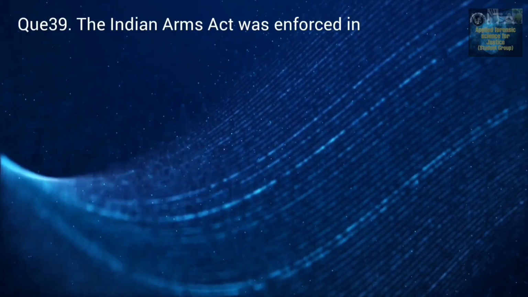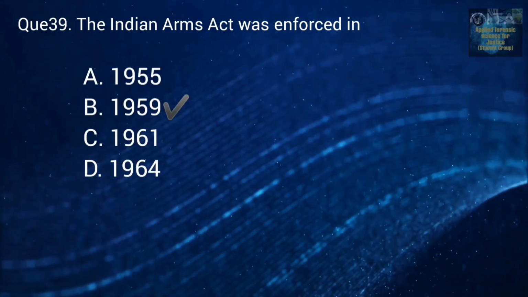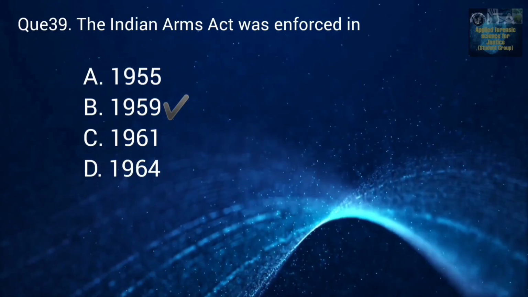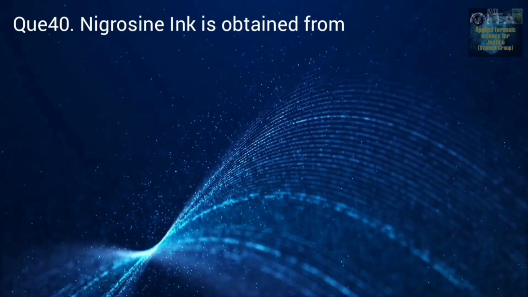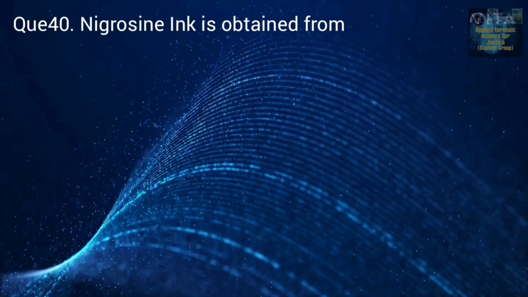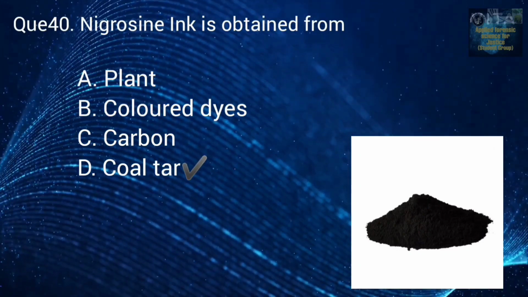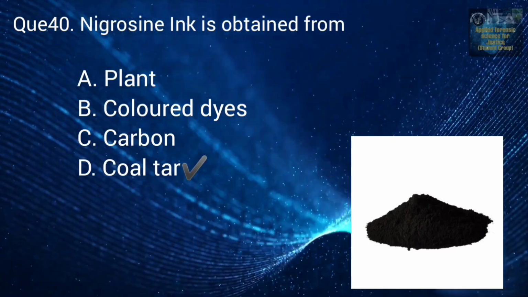Question number 39. The Indian Arms Act was imposed in. Options are A 1955, B 1959, C 1969, D 1964. The correct answer is B 1959. Question number 40. Nigrosine ink is obtained from. Options are A plant, B colored dyes, C carbon, D coal tar. The correct answer is D coal tar.